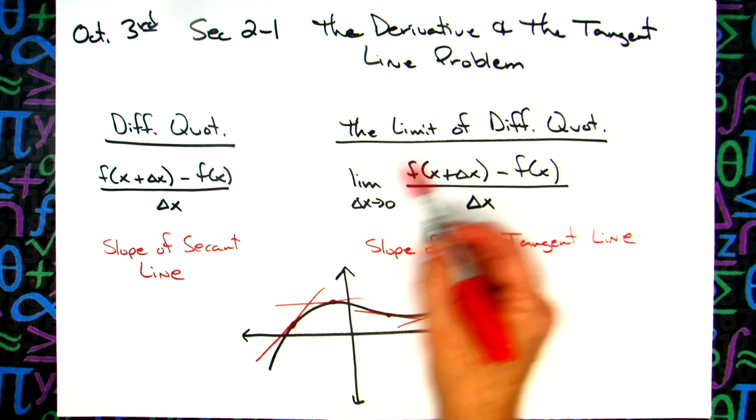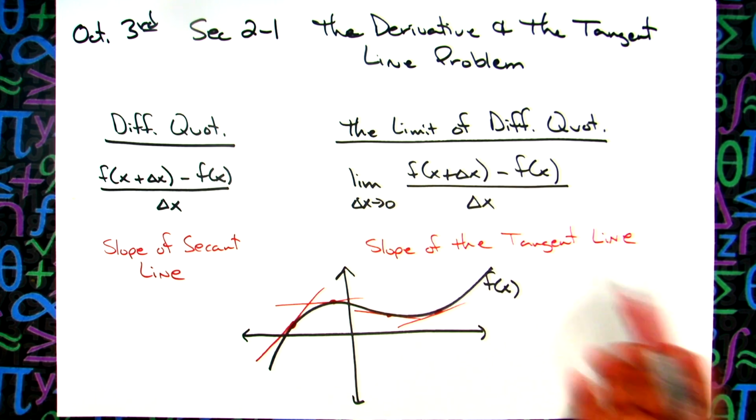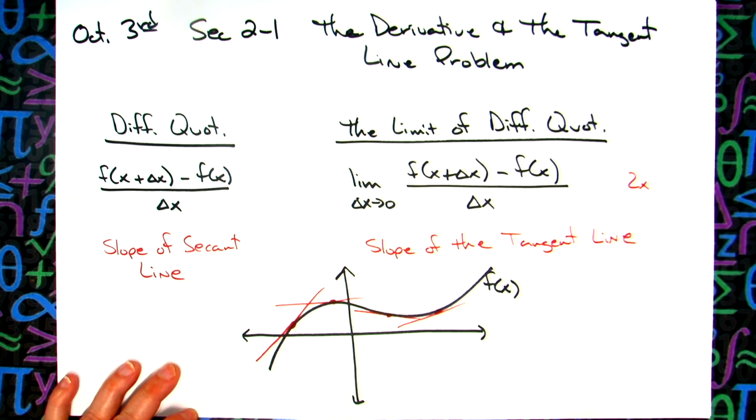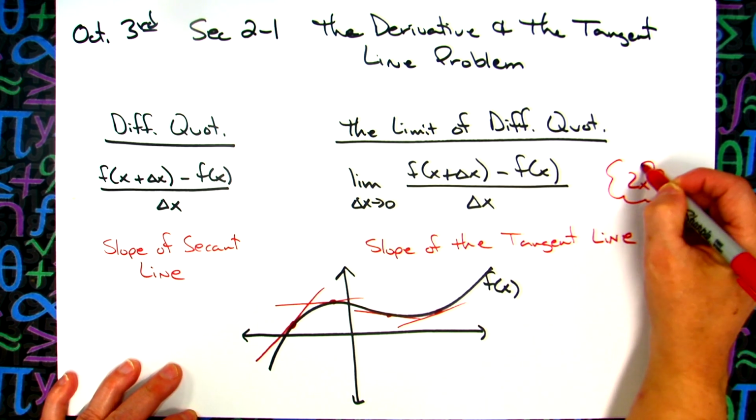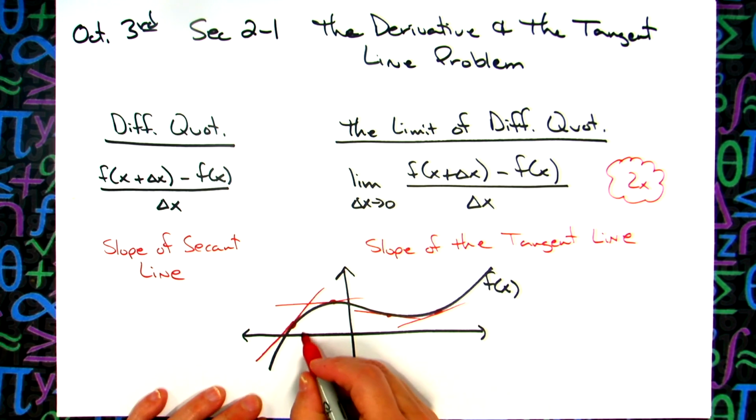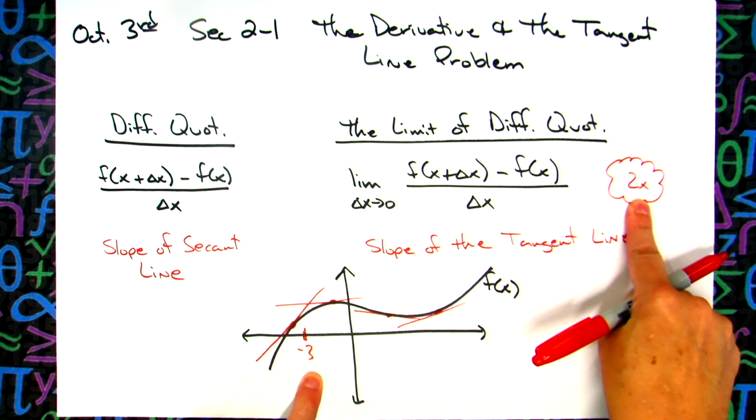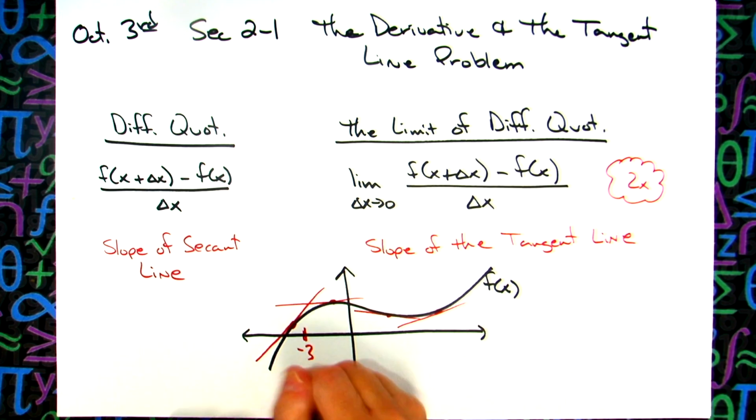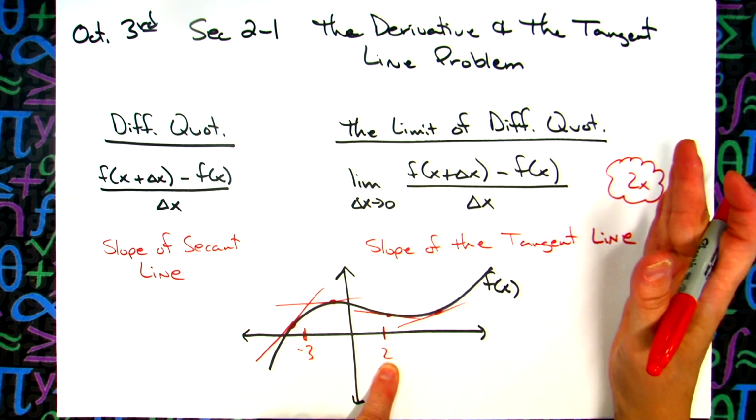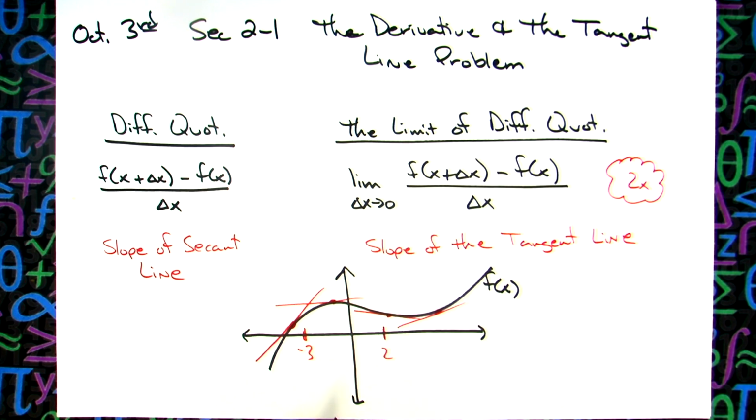So when we do the limit as delta x approaches 0 of this, and maybe for instance we get something that looks like 2x, this is generic, as in it gives me the slope of the tangent line at any point along the curve. So if I know x is -3, I could plug it in and find out what the specific slope is at that point. At x equals 2, I could plug 2 in and find the specific slope of the tangent line at that point.